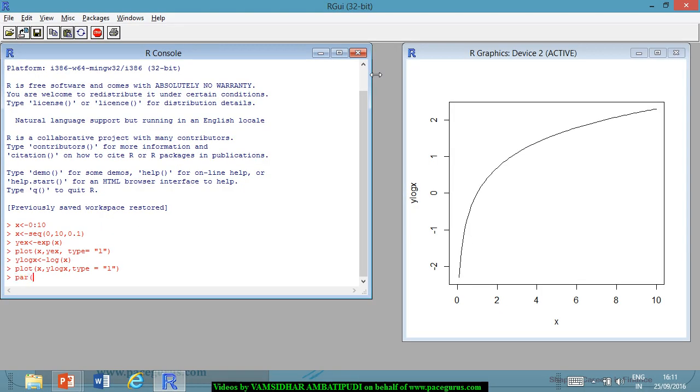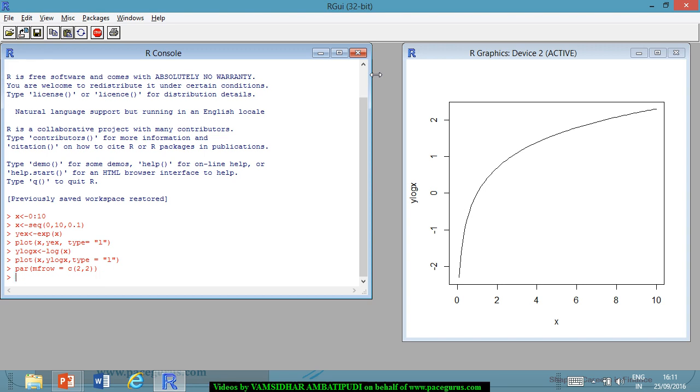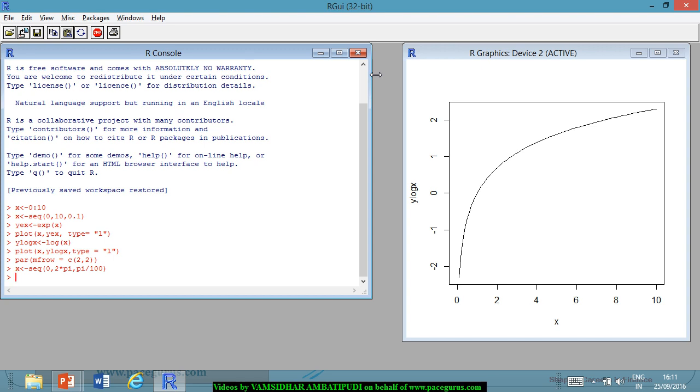So let me create par mfrow. Let me take it as 2 comma 2, so that I'm splitting the plot area into a 2 by 2 area so that I can plot 4 charts altogether. Now I require the values from 0 to 2 pi. So let me set x as a sequence from 0 to 2 pi, 2 into pi is 2 pi here, and I want to give a gap of, probably let me take it as pi by 100. Each value takes an interval of pi by 100. So these are my values of x. Now corresponding to x, I'll take y sine as nothing but sine of x.